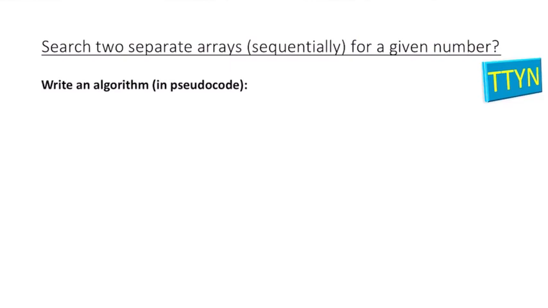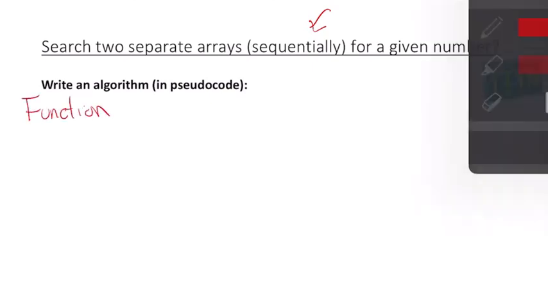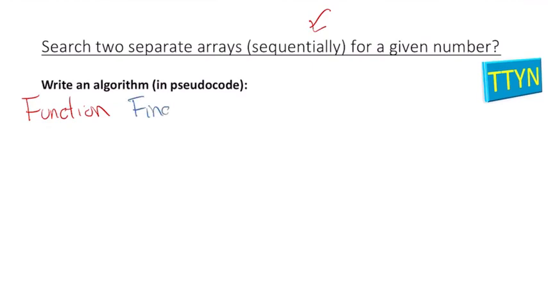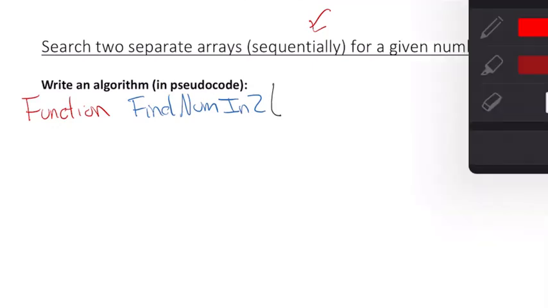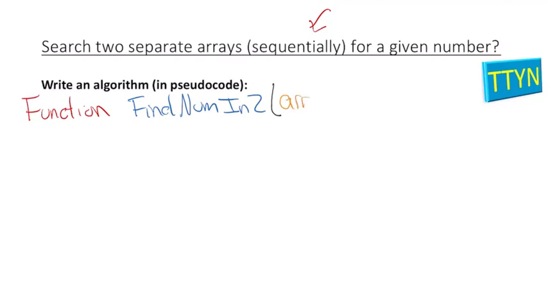Let's search two separate arrays sequentially for a given number. So what I mean by sequentially here is we're going to search array 1 and then we'll search array 2, but we're basically doing the same thing. We're going to loop through each of those arrays and look for a given number. So we have our function, and let's call it find num in 2, meaning in 2 different arrays. And we're going to pass in array 1, array 2, and the number we're looking for.